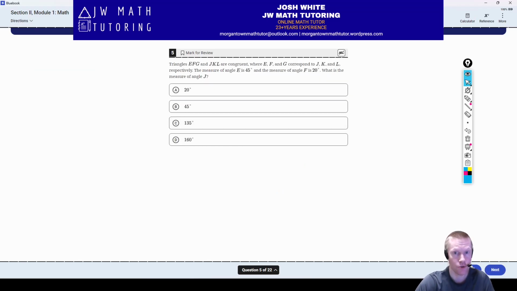Next up, we have two triangles that are given as congruent. All you need to know here is that angle E corresponds to angle J. Therefore, whatever the measure of angle E is, the measure of angle J will be the same because they're corresponding angles, and in congruent triangles, the corresponding angles are congruent. So J is going to be 45 degrees. The correct answer is B. You don't need to do any more work than that.